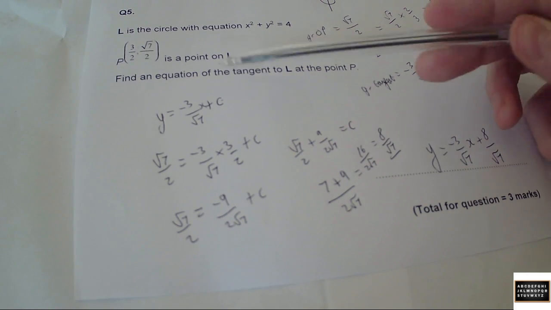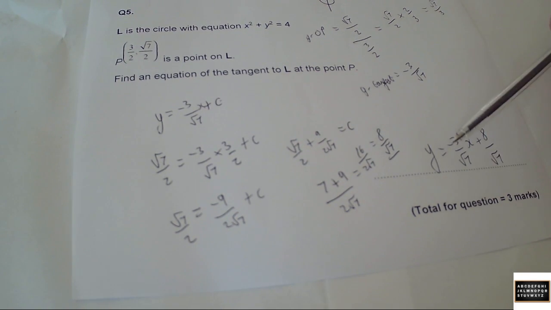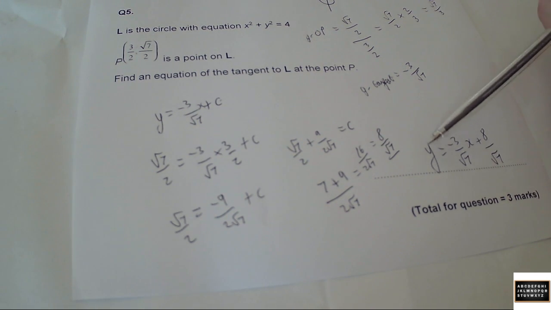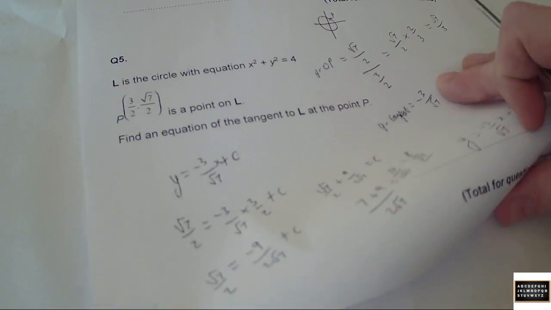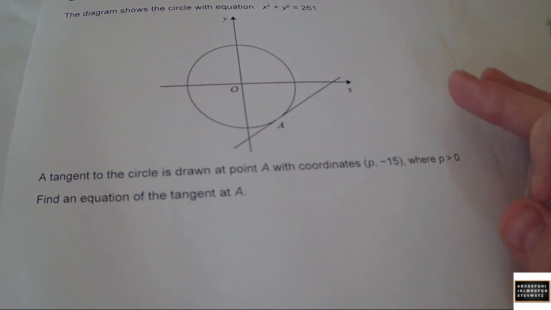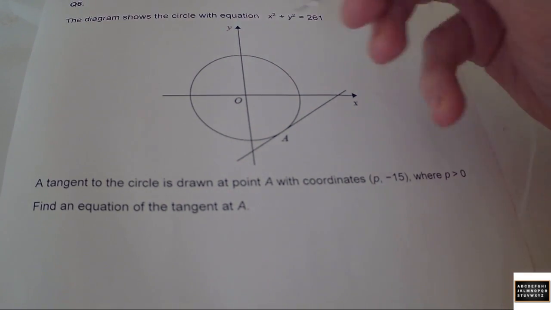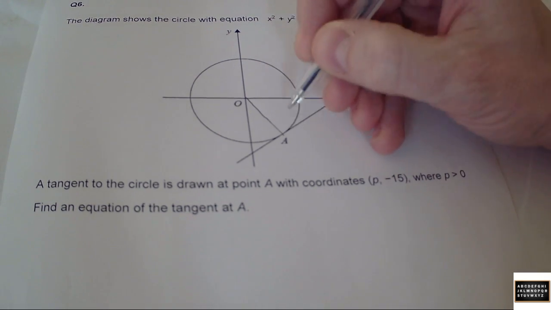Okay, so minus 3 over root 7 came from there, and the 8 over root 7 came from there. Okay, again, you could multiply everything by root 7 to get it a bit nicer, but that'll do. That's the answer for now. Same principles as earlier, no different. This one here, again, same principle, just different questions really all the way through.